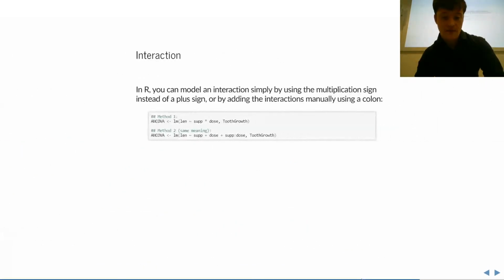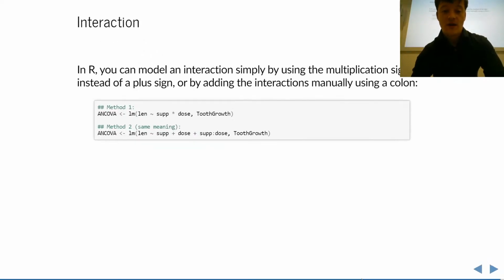Let's see. Oh yeah, how to do it? It's quite simple. Instead of using a plus sign, use a multiplication sign in your model. So here we have the length of the teeth is a function of the supplementation type and the dosage, and we want them to have an interaction. That's what you do with the multiplication sign.